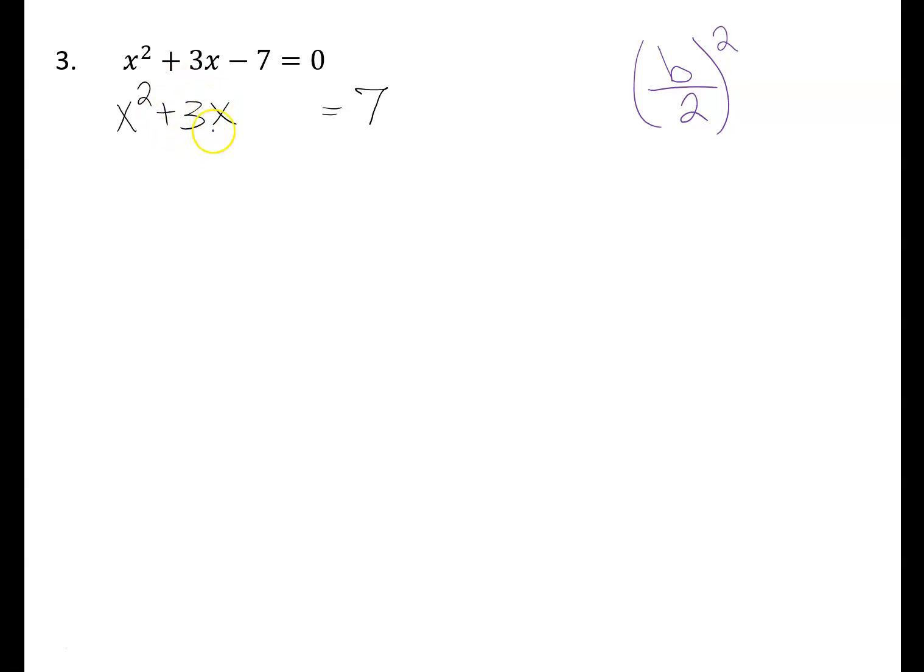In this equation, b is 3. So, when b is odd, it's not divisible by 2. So you're going to leave that as a fraction and then go ahead and square the top and square the bottom. So 3 squared will be 9 and 2 squared will be 4. So we will add 9/4 to both sides.